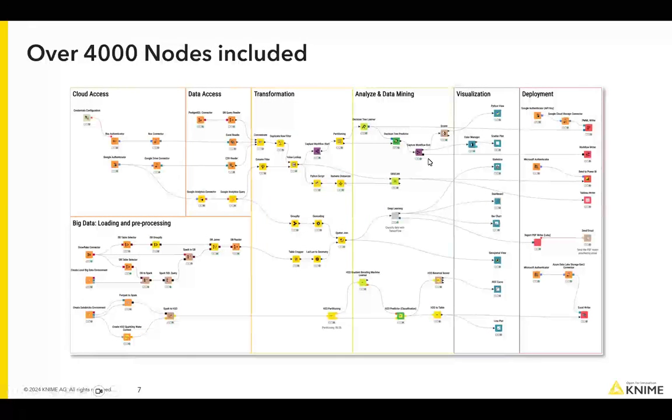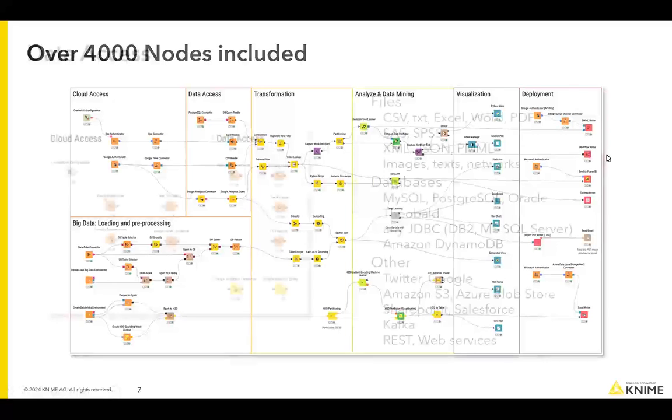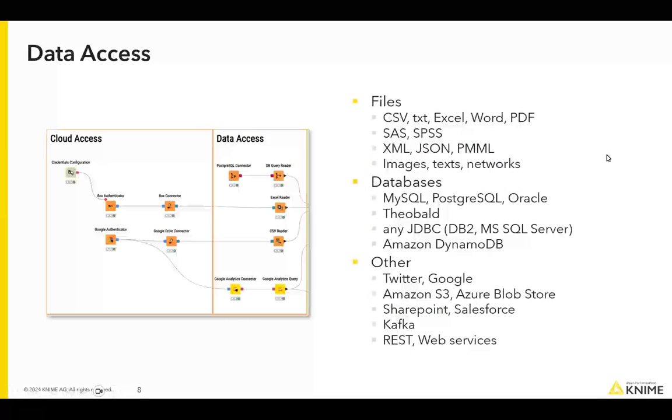I said that each node performs some particular task on your data, and there are many nodes. There are more than 4,000 nodes in KNIME Analytics Platform. Most of them perform one particular task, though there are nodes that perform multiple tasks. And of course, you don't have to learn 4,000 nodes. You just need to find the one that can help you solve your problem. Let's have a brief look at the groups of nodes that are there.